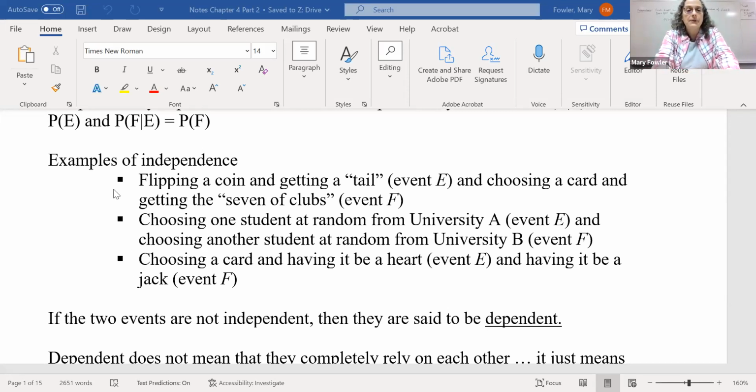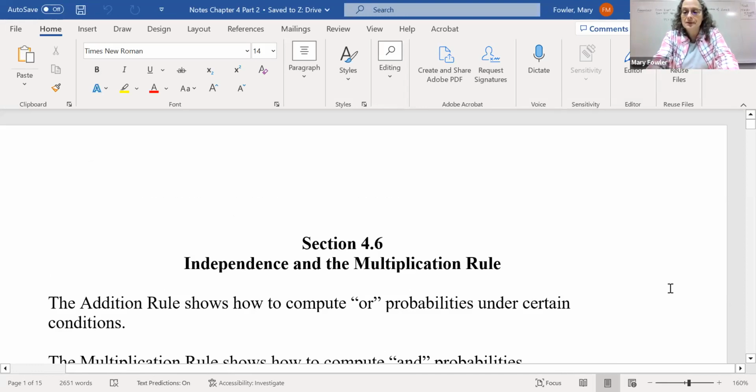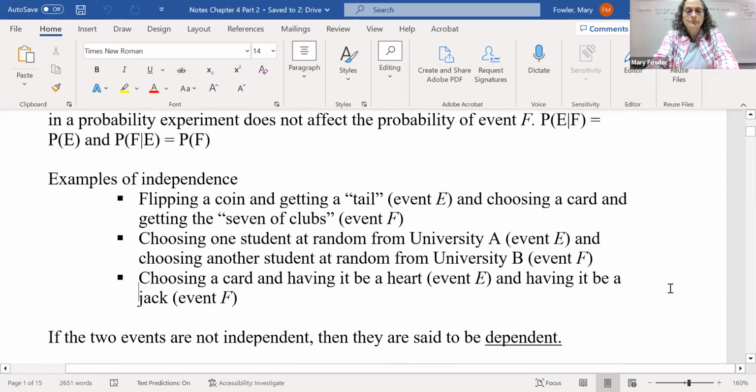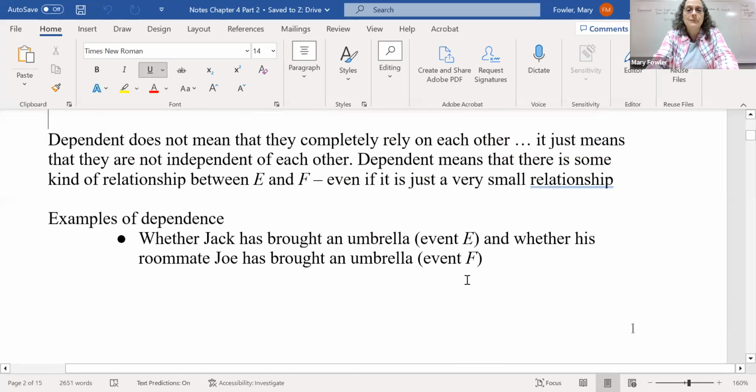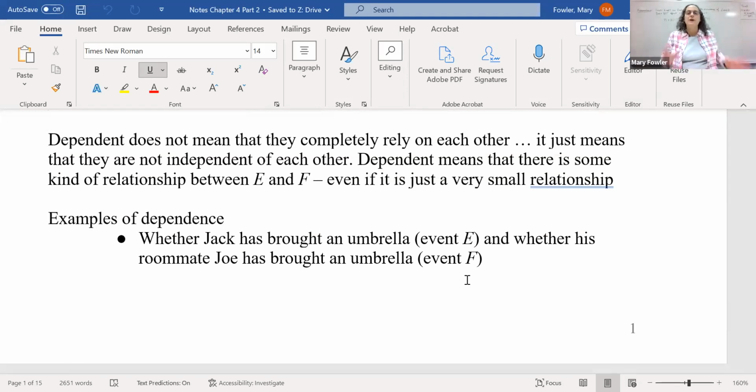So the opposite of independence is dependence. If two events are not independent, then they are said to be dependent events. Dependence doesn't mean that the two events completely rely on each other. It just means that they're not independent. The occurrence of one has some effect on the occurrence of the other. It could be a small relationship. It doesn't have to be completely certain.